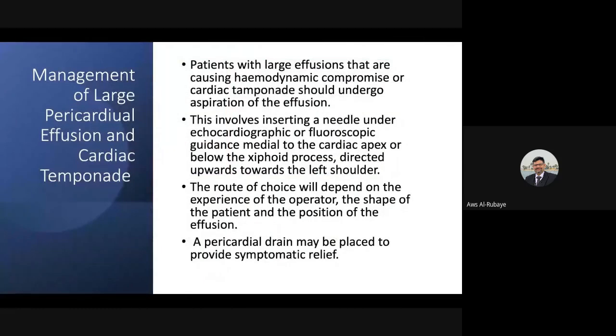Management of large pericardial effusion and tamponade. Patients with large pericardial effusion that are causing hemodynamic compromise or cardiac tamponade should undergo aspiration of the effusion, and cardiac tamponade is an emergency. This involves inserting the needle under echocardiographic or fluoroscopic guidance, medial to the cardiac apex or below the xiphoid process, and directed upward towards the left shoulder.